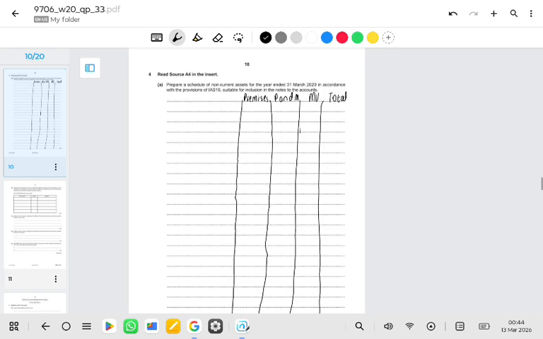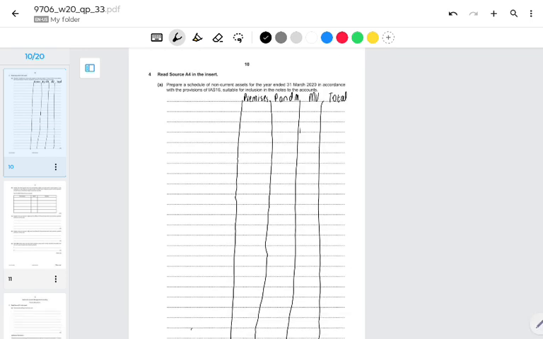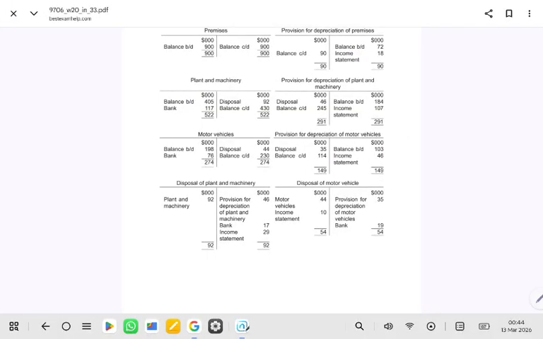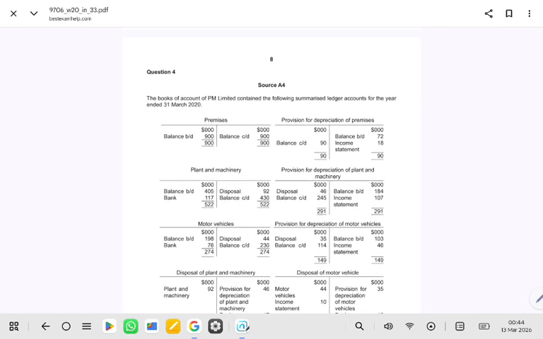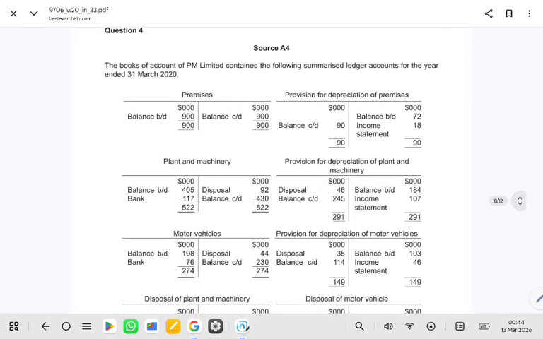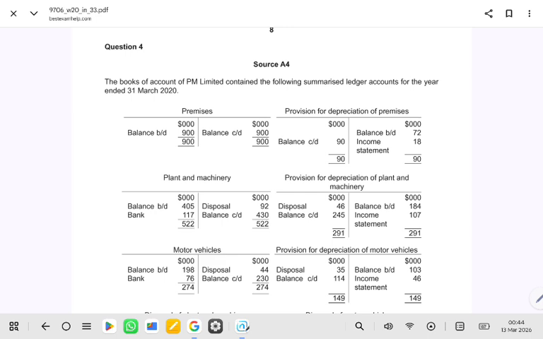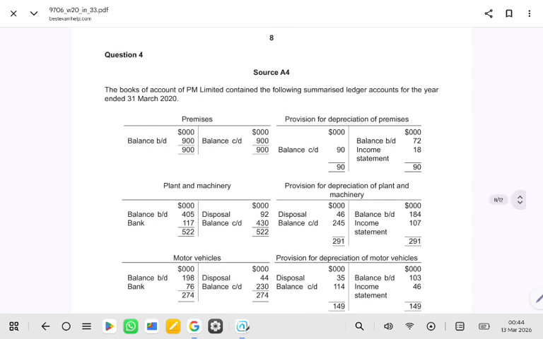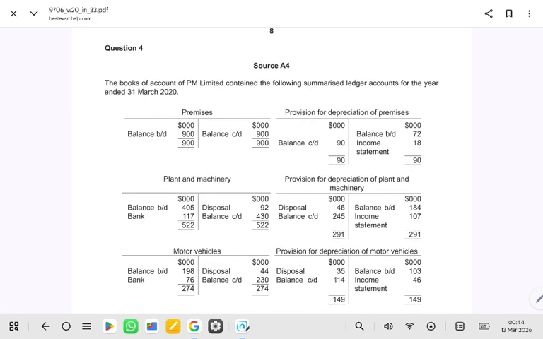So the first thing they have given to us, let's see. First of all, we will write the cost. You need to remember the format and the layout of this. So first comes the cost of it, that is the balance b/d of each of the cost accounts. The premises 900,000.